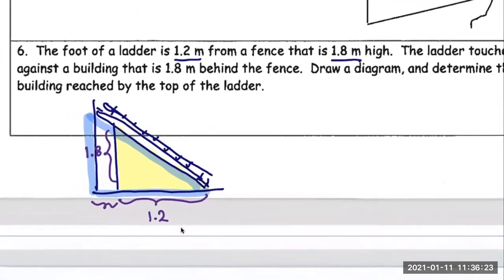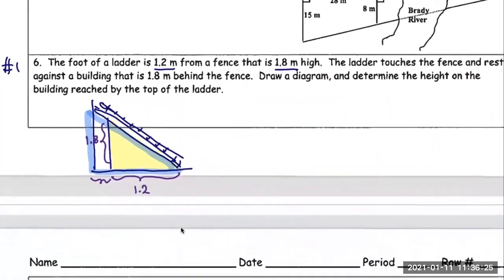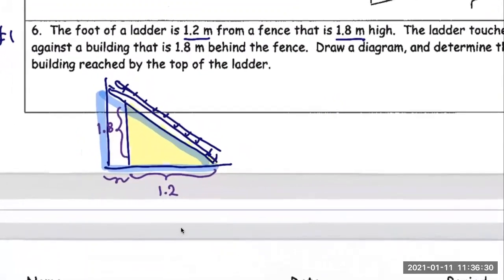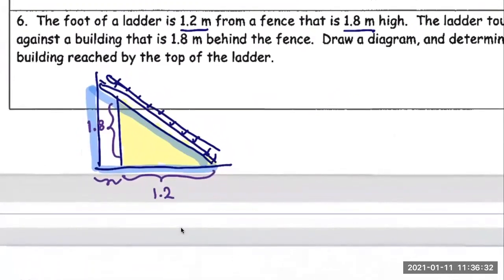And then the last description says the ladder touches the fence and rests against a building that is 1.8 meters behind the fence. So again, it's distance away, and distance is measured as horizontal distance. That is the distance between the fence and the building. So that's also 1.8. And again, sorry, not drawn to scale.